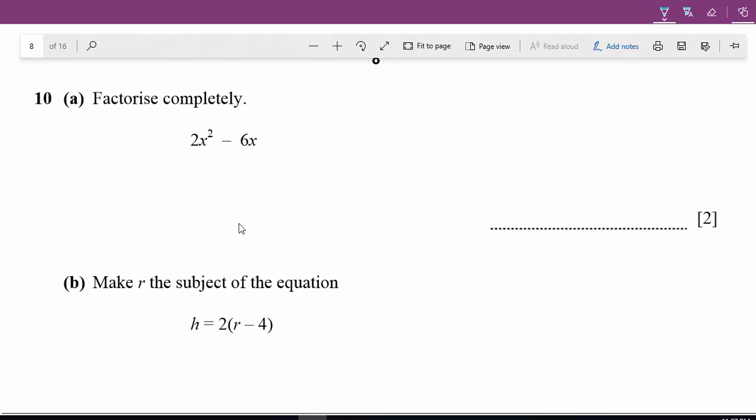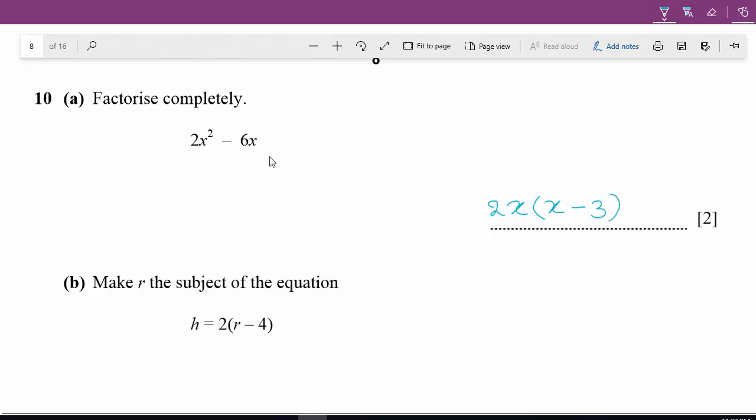Factorize completely. Look at them. We have x, it's common on both sides. So here is an x as the common factor. And between the numbers, 2 is common because 6 is divisible by 2 and 2 is also divisible by 2. Then if we take out 2x from this, what's remaining is only x. The minus doesn't change. And we divided the 6 by 2, what's remaining is only 3.